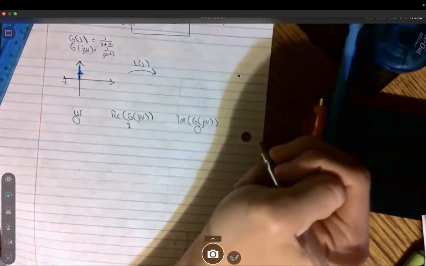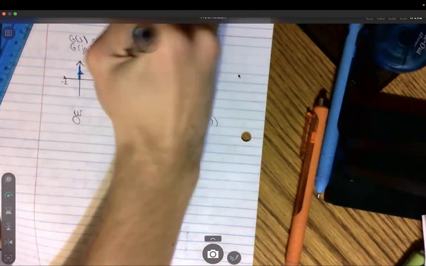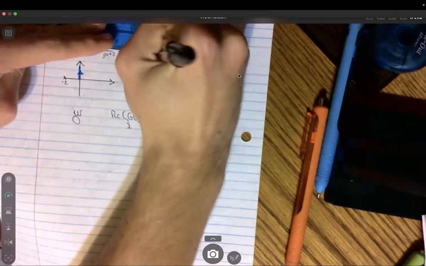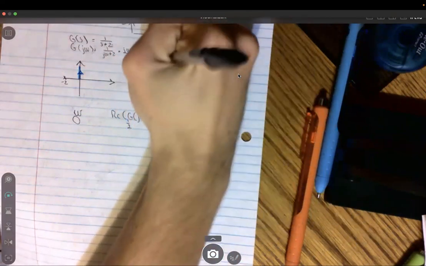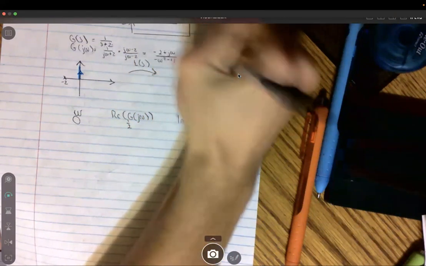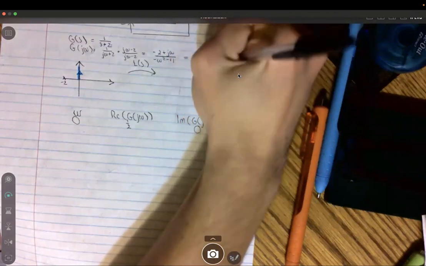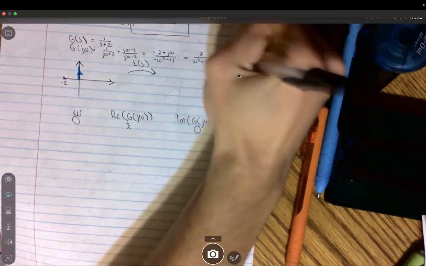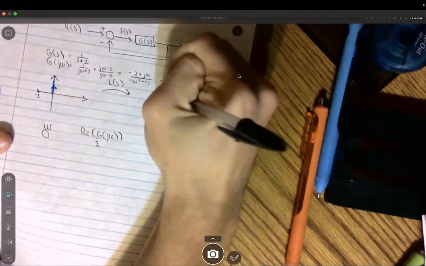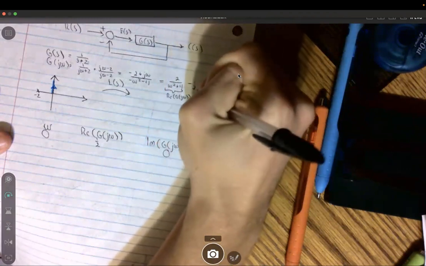And if you want to see how the imaginary part specifically comes into play, if you multiply by the conjugate, J omega minus 2, you're going to get -2 plus J omega all over minus omega squared minus 4. Then if you split this up into the real and the imaginary part, you're going to get 2 over omega squared plus 4, and then minus J omega all over omega squared plus 4. So that's how you split it up into real and imaginary parts. This is the real part of G of J omega, and this is the imaginary part of G of J omega.